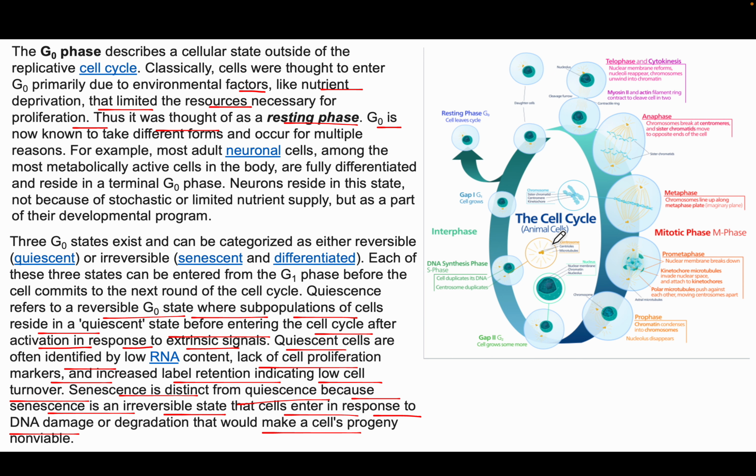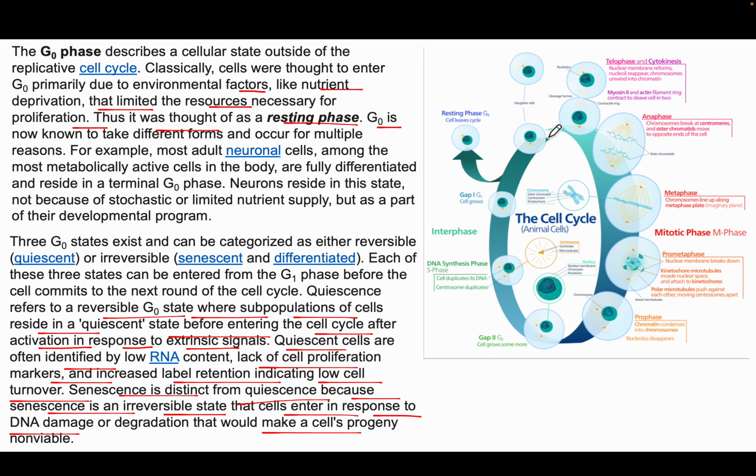So in this case you can see the cell cycle. Here I will start from G1. In the case of G1, the cell is growing, but then it has an opportunity to go to the resting phase or G0 phase. In that case, the cell will leave the cell cycle, but it can also go through the S phase.